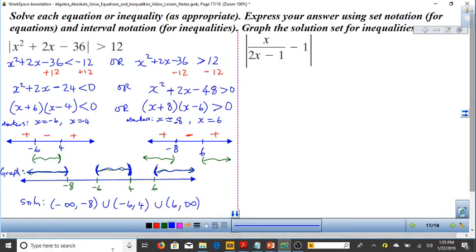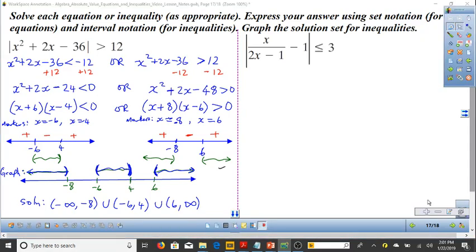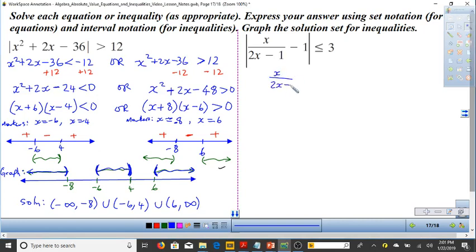And moving on to the next example. All right, let's take a look at this next example. As you can see, I made an adjustment to the example. There was some missing stuff. The less than or equal to 3 was missing. So now let's proceed. And in this case, since it's less than or equal to 3, that means we're saying what is inside the absolute value is between 3 and its negative.